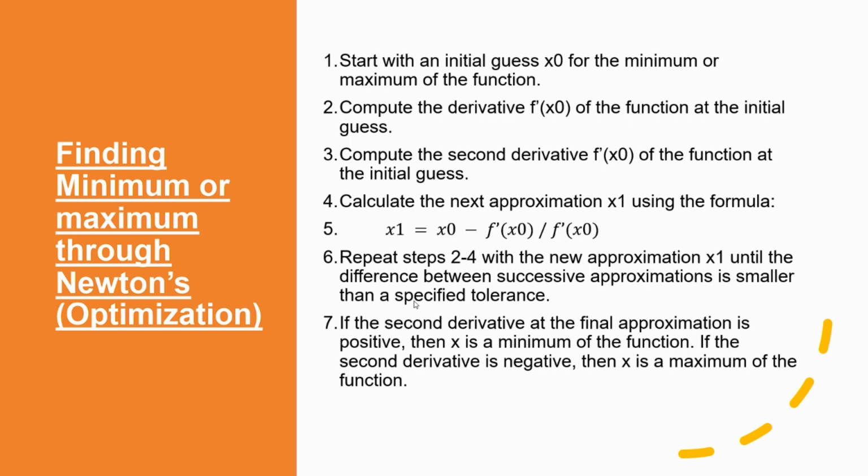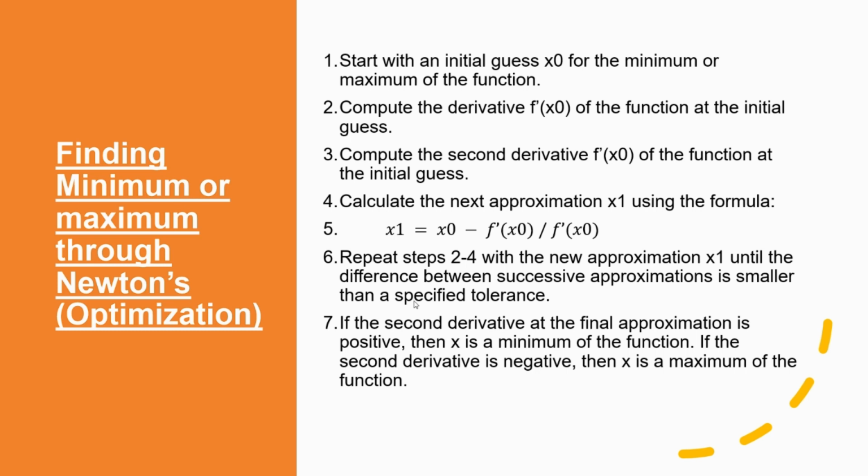Now this is the algorithm for using Newton's method for finding the optimized values of a function. The basic algorithm is: start with an initial guess x0 for finding the minimum or maximum of the function. Next, compute the derivative of the function at the initial guess. Next, compute the second derivative of the function at the initial guess. Then calculate the next approximation x1 using the formula x1 = x0 - f'(x0)/f''(x0). Repeat the steps until the difference between successive approximations is smaller than a specified tolerance.